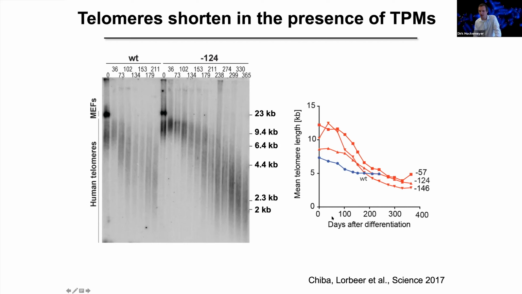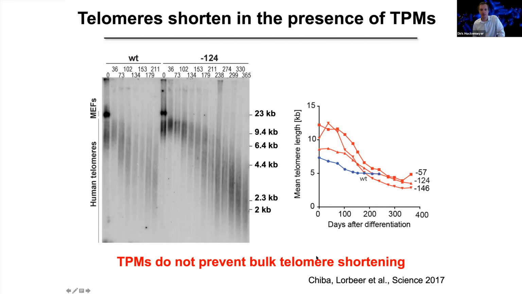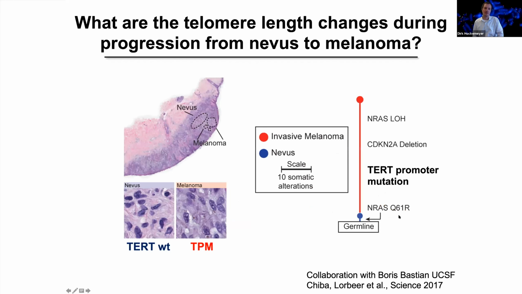And we were, again, scratching our heads and thinking, how do we reconcile that? Before I resolve this, we were so surprised by this result that we decided we wanted to confirm this in an actual cancer-relevant system. And the way that we did this is we collaborated with Boris Bastian at UCSF. Boris Bastian and his group have a very intriguing cell system, a melanoma system, that allows them to study the progression of melanoma development.